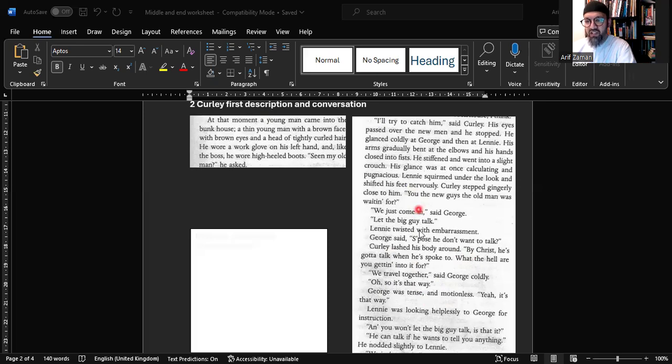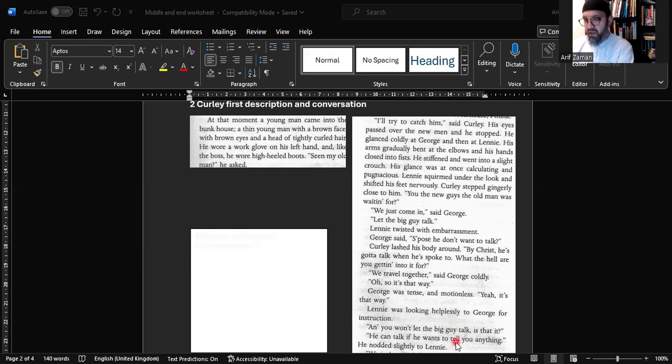Well, there is an interaction with Curly, okay? And the plot is trying to demonstrate that Curly is a bit aggressive. So not only does it move the plot along where they are introduced to this new character, but they also have a conversation and you get characterization. You get the idea that George is assertive. You get the idea that Curly is aggressive. And you even get the idea that Lenny is vulnerable. Lenny was looking helplessly to George.